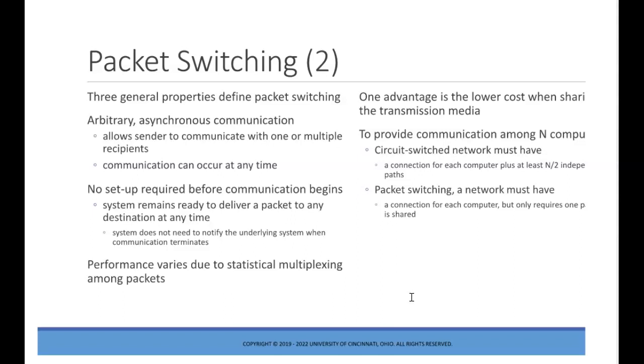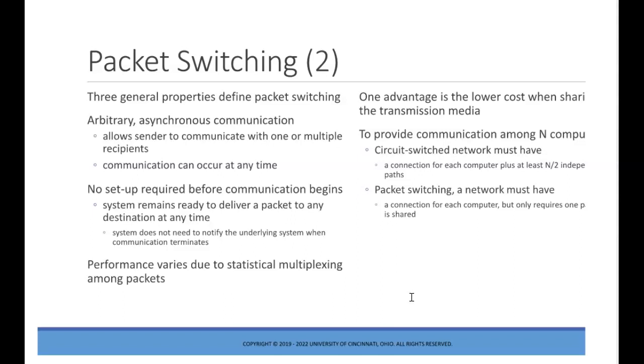Number 2, a sender does not need to perform initialization before communicating since the system is ready to deliver packets to any destination at any time. Thus, no setup requirements. Since the system remains ready to deliver a packet to any destination at any time, the sender does not need to notify the underlying system when communication terminates. Number 3, multiplexing occurs among packets rather than among bits or bytes, and performance varies due to statistical multiplexing among the packets.